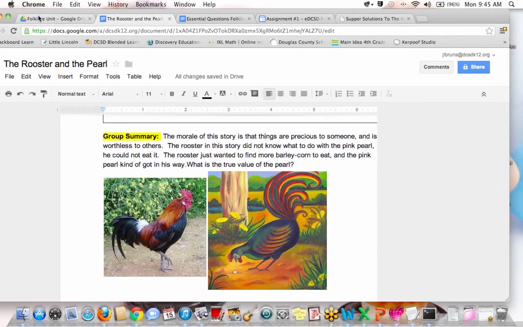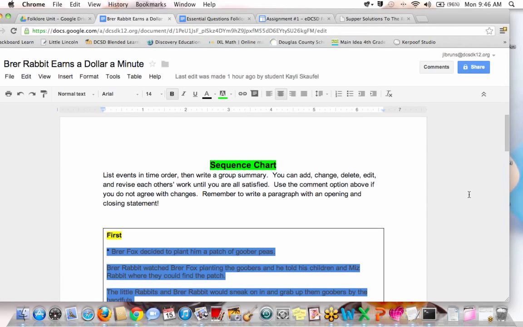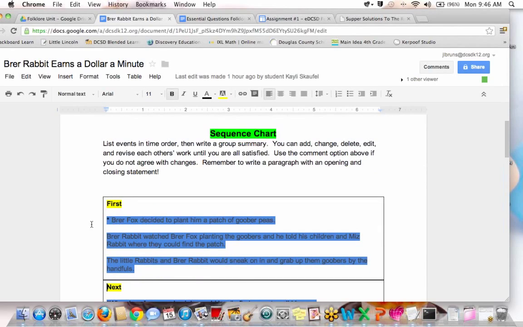All right, let's type into the chat which one of these groups would like to go next. All right, so maybe I will choose for you. We're going to go to Briar Rabbit, Earns $1 a Minute. And this group involved, I think it was Jack and Kaylee S. And who was the other person that was in this group? Kaylee P. That was it. Okay. All right, so I'm going to turn on Kaylee P and Jack's microphones. And you guys are going to take turns going through the summary. All right, Jack, why don't you tell us what happened first in this story?